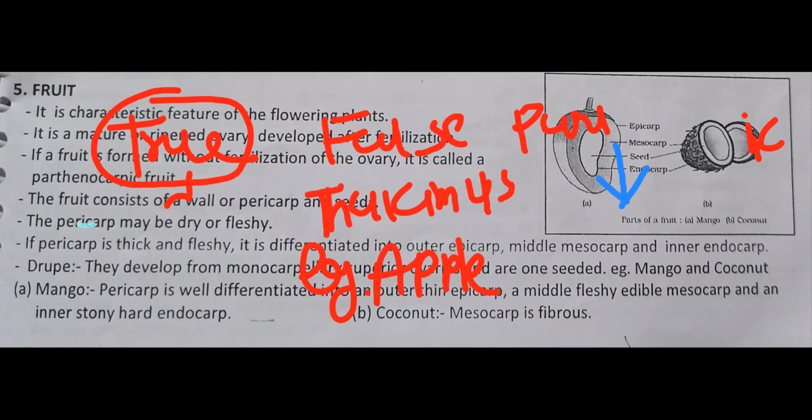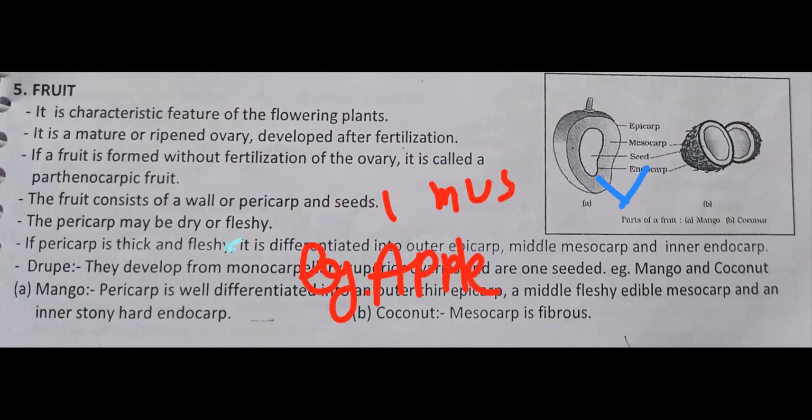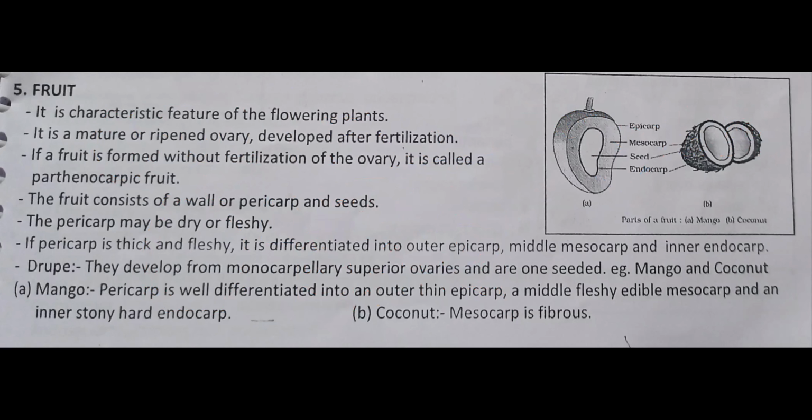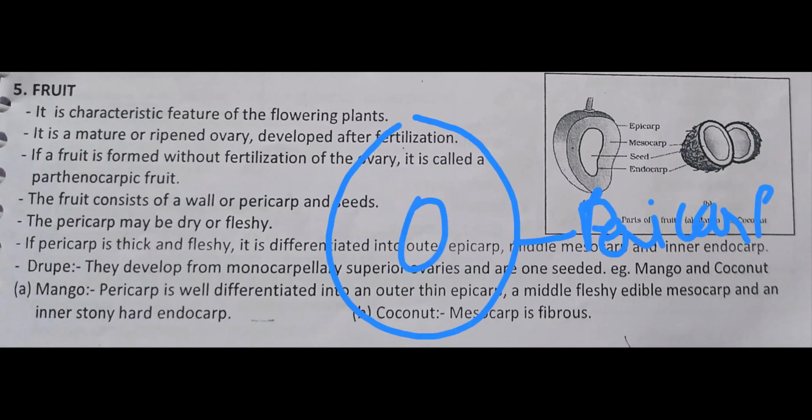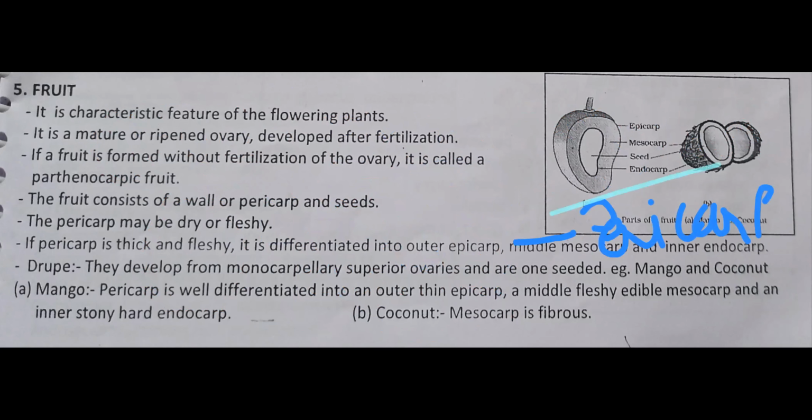Otherwise, fruit has a very huge classification. Next, fruit consists of the fruit wall that we call the pericarp, and in which the seeds are present. So the entire fruit is made up of these two things, pericarp plus seed. Next, this pericarp, that main wall, may be dry or fleshy.